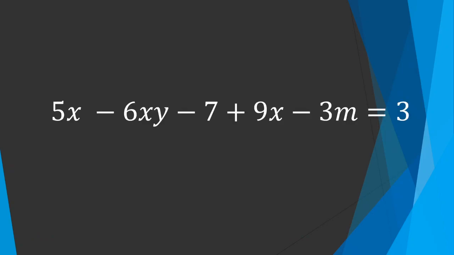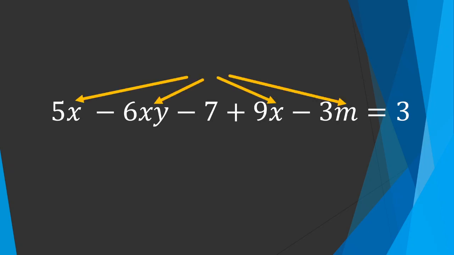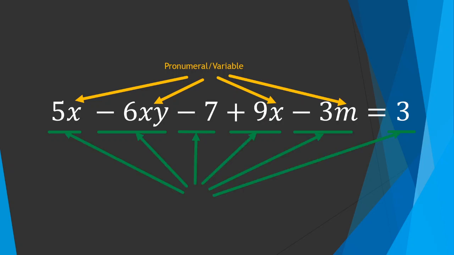Just to sum up all the key words and all the key definitions that we've learned in this PowerPoint, it's a nice little visual here to see what each of those words means and what they represent. So the yellow arrows here are all pointing to letters. These are called pronumerals or variables. The green underlines, a new green line is made after a minus or a plus symbol. So these are all called terms.